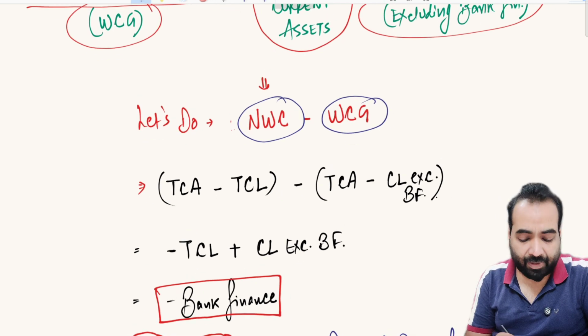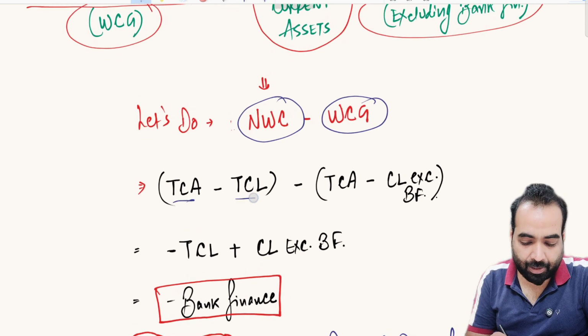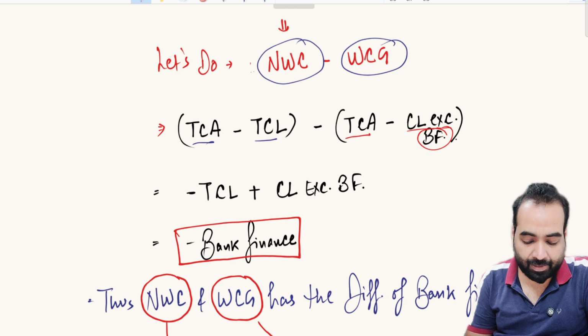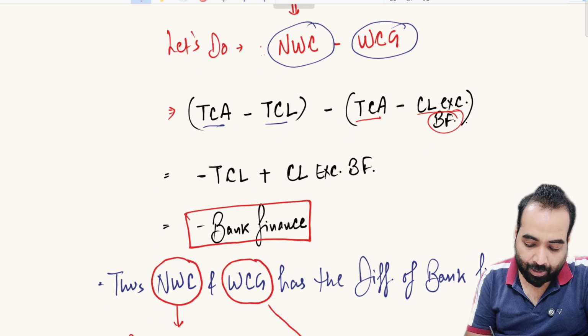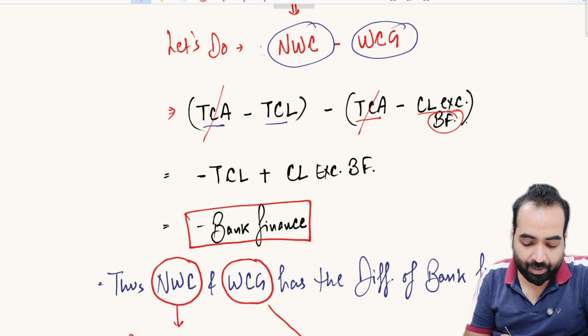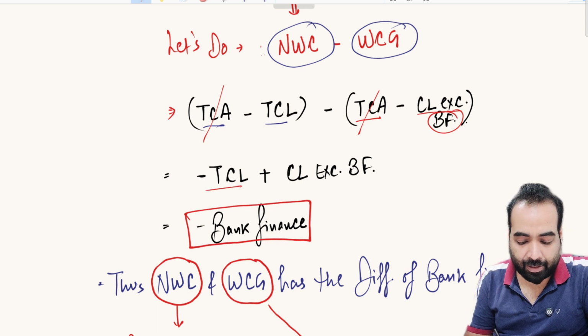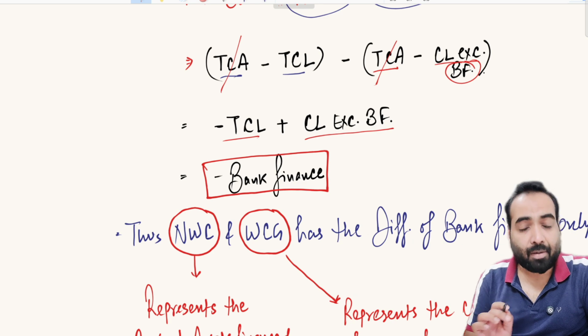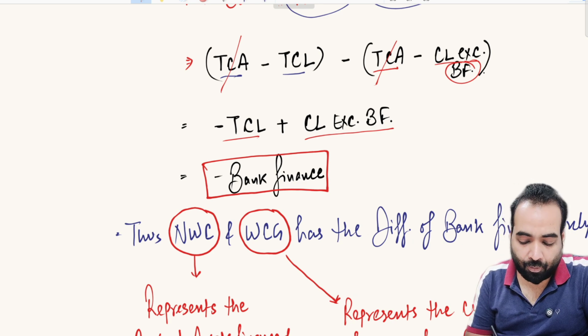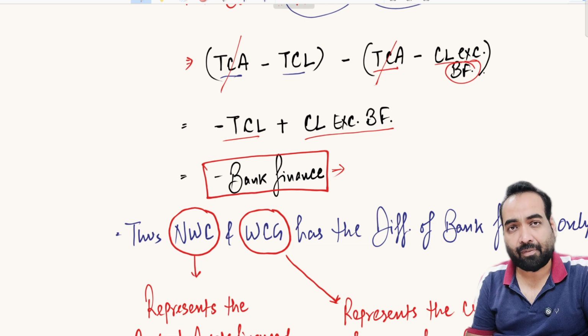So NWC, net working capital, is total current assets minus total current liabilities, and that is total current assets minus current liabilities excluding bank finance, right? If we open up the parentheses, we will find that total current assets cancel out each other, and we are left with total current liabilities and current liabilities excluding bank finance. If we set off these two terms with each other, then the only difference that remains is the bank finance.